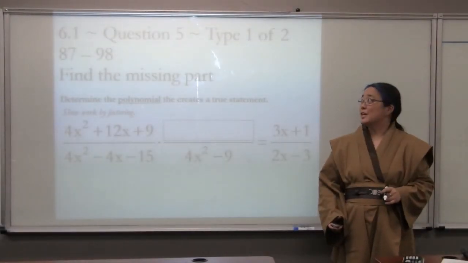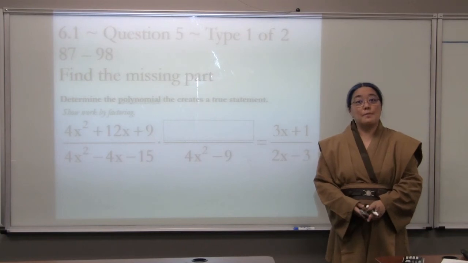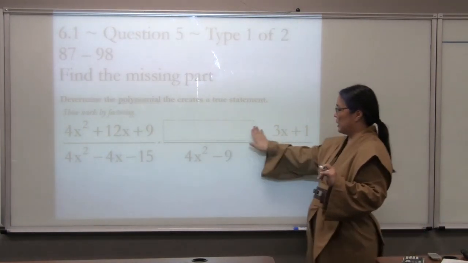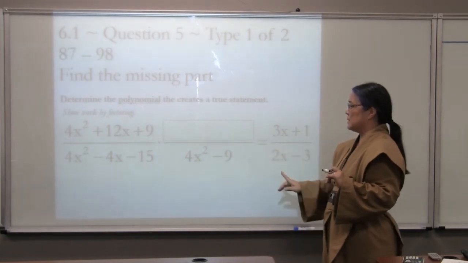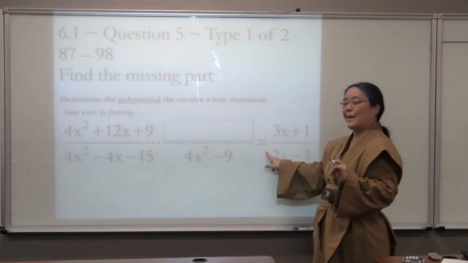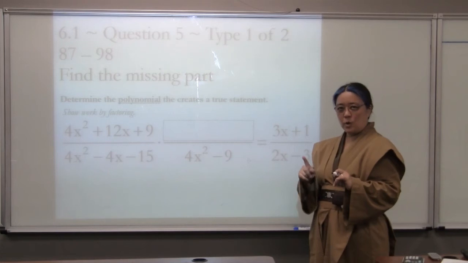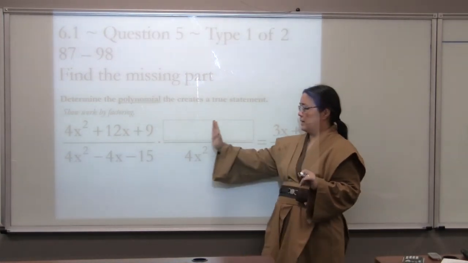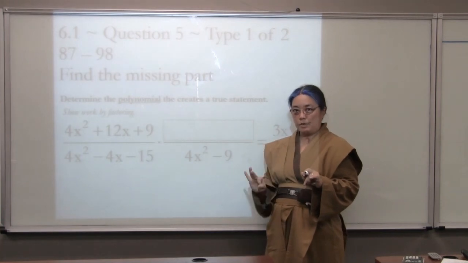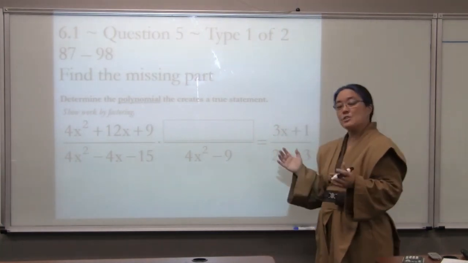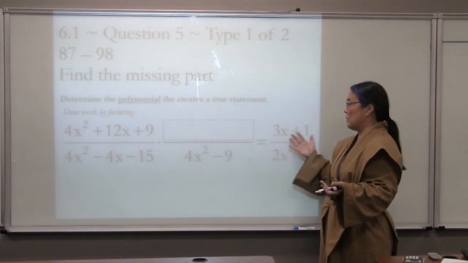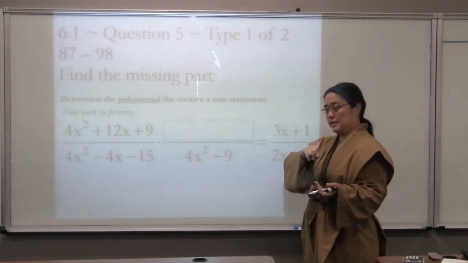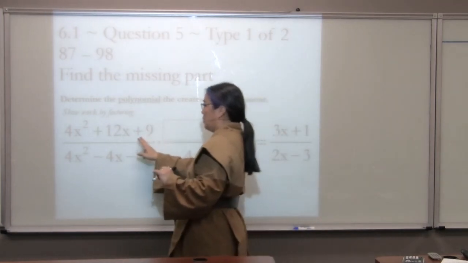Chapter 6, Section 1, Question 5, Type 1 of 2. So this one, we're finding what goes in this missing part here, this box. You'll notice that we have an equal sign. This is much harder than a normal problem. So what we're going to do is we are going to take the left-hand side and we're going to factor, cancel and write a better answer. But then, just like in Chapter 2, we're going to make a common denominator. And it's going to come out very nicely.